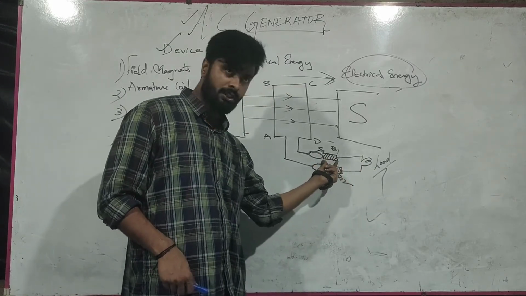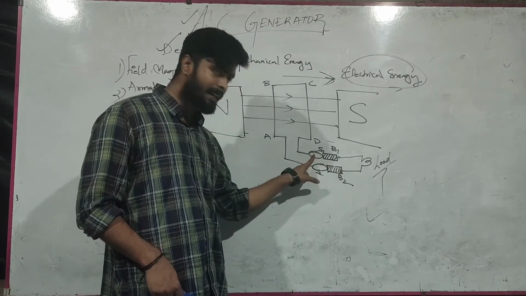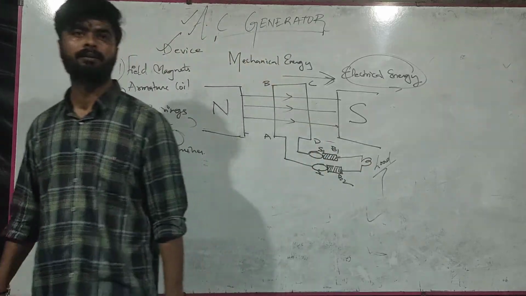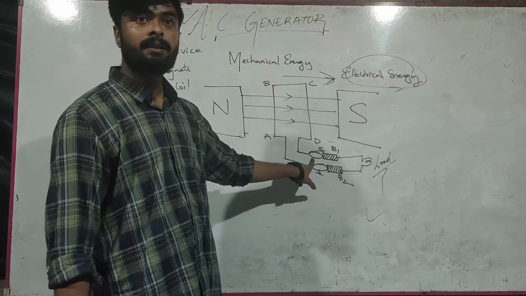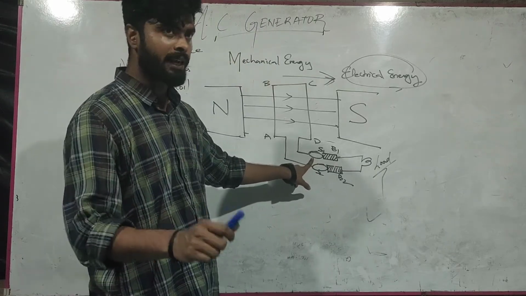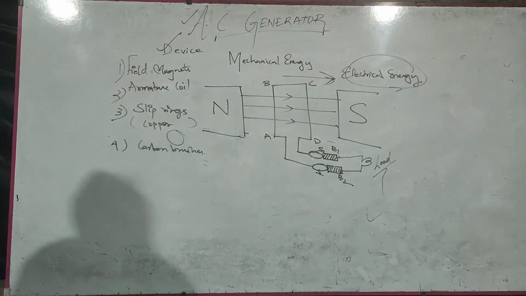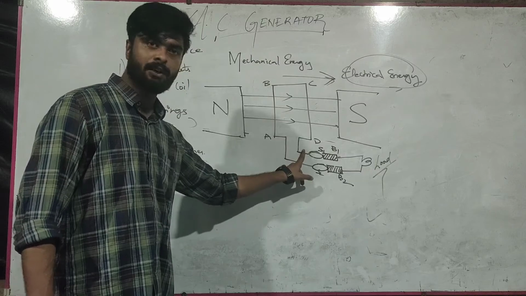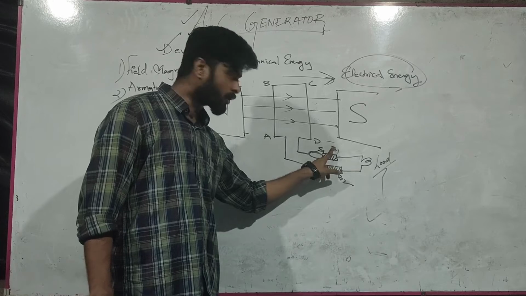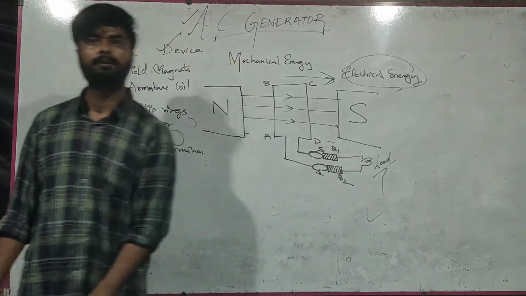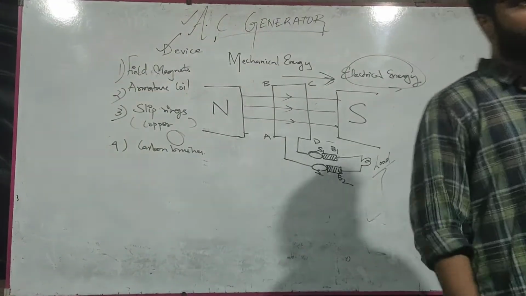The role of this carbon brush is to maintain the electrical contact between slip ring and the load or bulb. What is the role of slip ring? It prevents the twisting of the wires of the armature coil. At the same time, it maintains electrical contact between armature coil and carbon brush. What is the role of carbon brush? It maintains electrical contact between slip rings and load. Clear? This is the construction of AC generator.